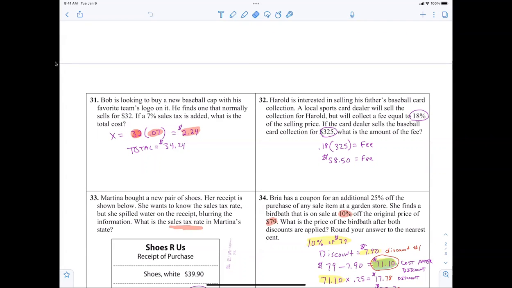Okay, anybody have any questions on these specific problems here? Anybody have any questions?